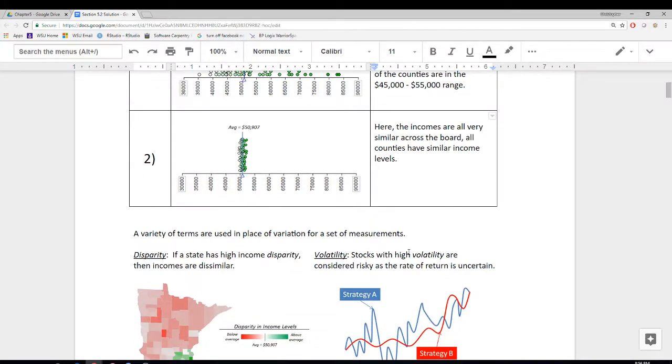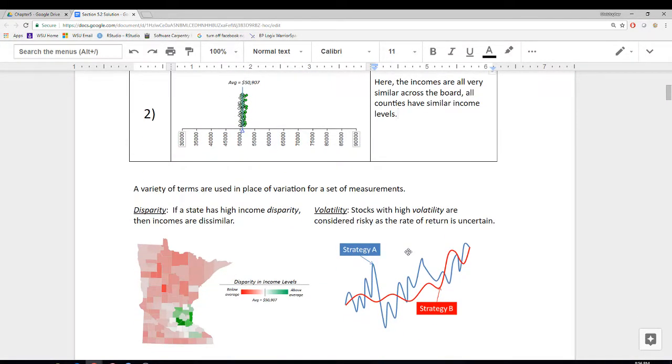Now there are a variety of terms that are used in place of the word variation or the word spread. It's not like the measures of location, average and median are pretty well set, but we don't have that same terminology for everybody across the board when we talk about variation. So sometimes the word disparity gets used. So if a state has high income disparity, that means the incomes are dissimilar.